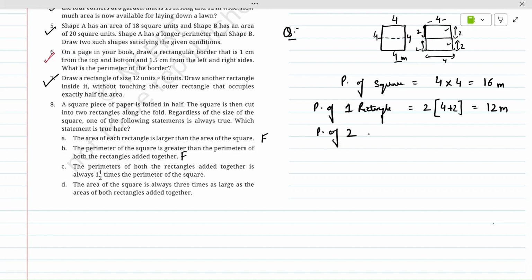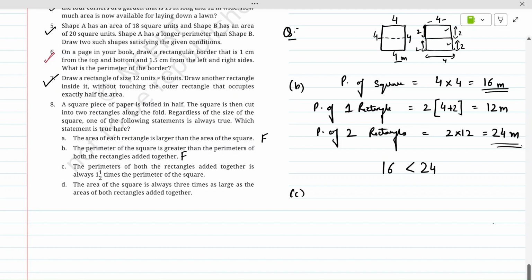Perimeter of two rectangles will be twice of this. 2 into 12, which is equivalent to 24 meter. So the perimeter of two rectangles is 24, perimeter of square was 16. Statement says the perimeter of square is greater than the perimeter of both the rectangles added together. No, it is not. It is less because 16 is less than 24. So this statement holds false, right? Now, this was the B part.